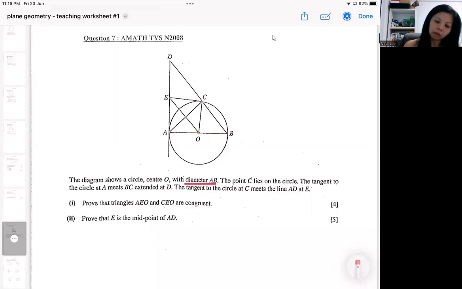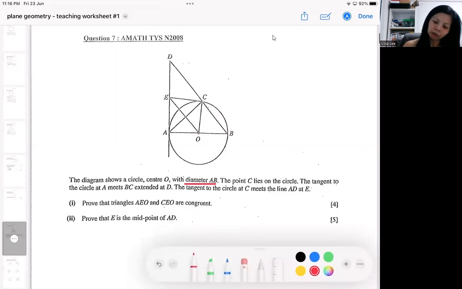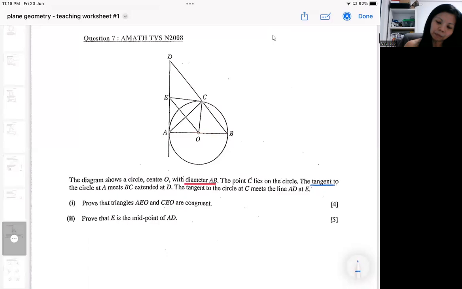Another one will be the question says that C lies on the circle. Another thing to take note will be tangent. Tangent to the circle at A. So you need to take note of a tangent. So this is the tangent that they are talking about. Then you got to think, is there any property related to tangent? Is there any property that you can think of that is related to tangent?